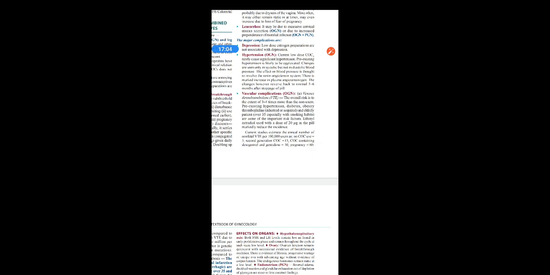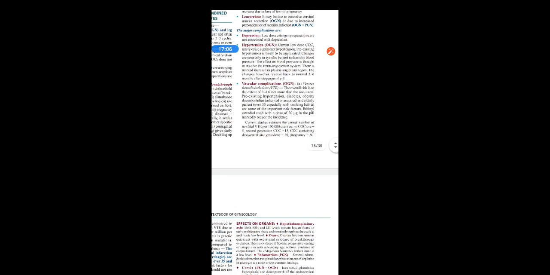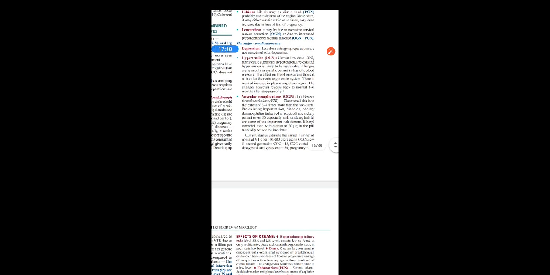Coming to the major complications, which include depression. Low dose estrogen preparations are not associated with depression. Hypertension: yes, current low dose OC pills rarely cause any significant hypertension. So low dose pills cannot cause hypertension.